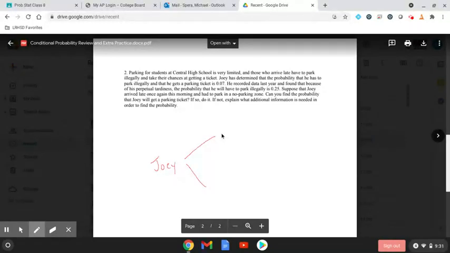So let's say the first branch would be he parked legally. The other branch would be an illegal park job. All right, so this number we're given is 0.25, right? Which means 75% of the time. I forgot, I didn't want to really give that to you, but just wanted to kind of start you out. So I'll stop here.